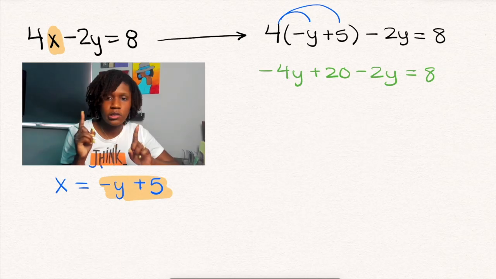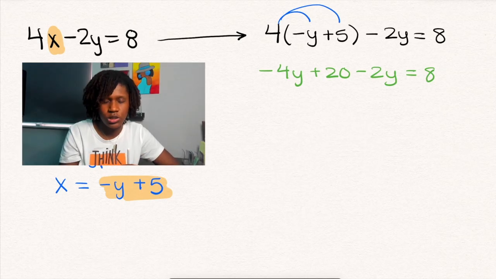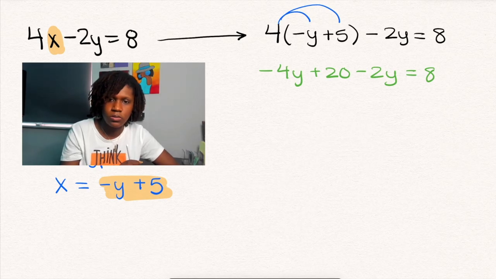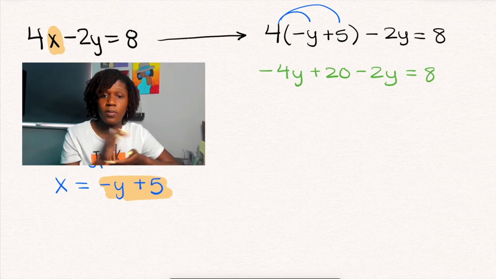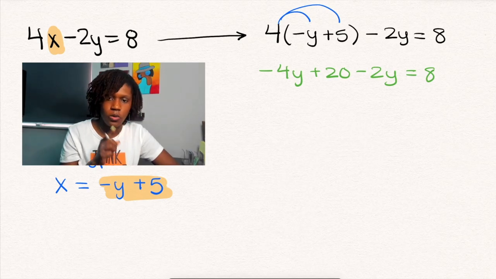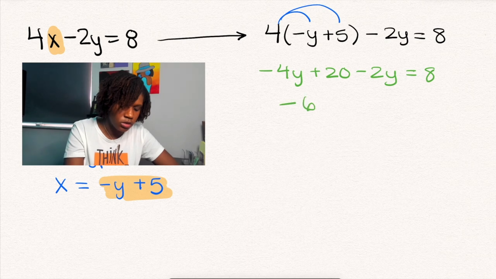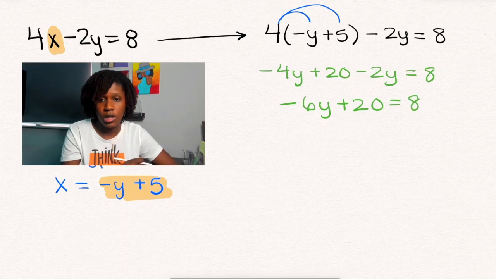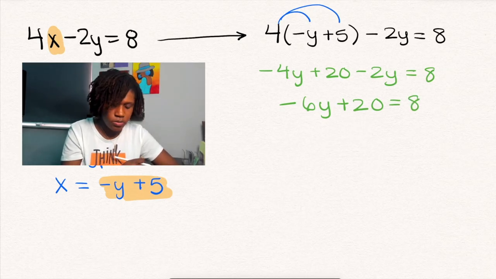Now, before I start moving things to another side of the equation, I'm always going to look for like terms. Do you see them? Negative 4y and negative 2y. And I'm going to combine my like terms by putting them together with the operations there. So I would basically have negative 4y minus 2y, which would give me negative 6y. I didn't do anything with this 20, so it stays where it is, and that 8 stays on the other side of the equal sign.